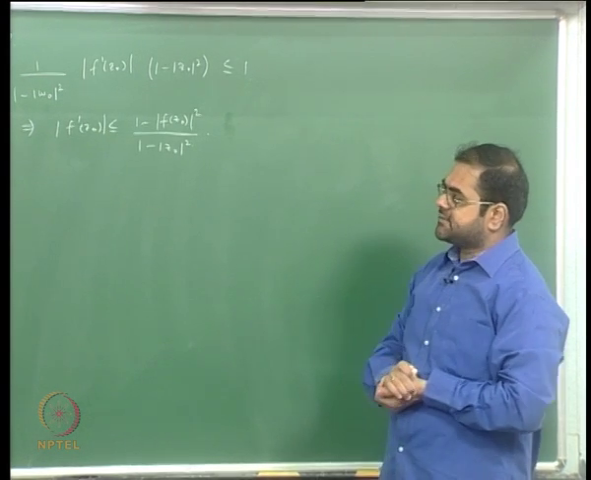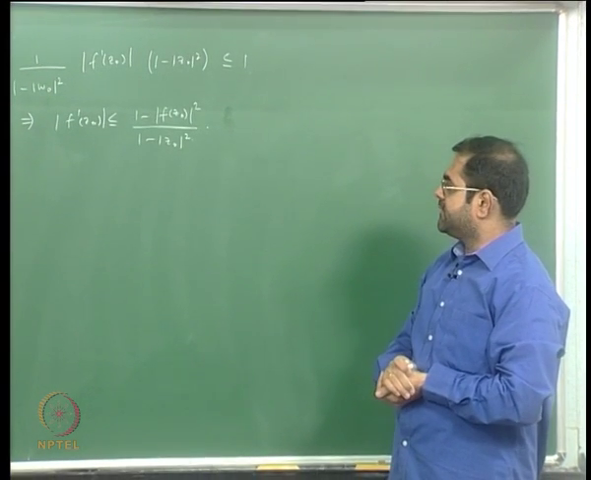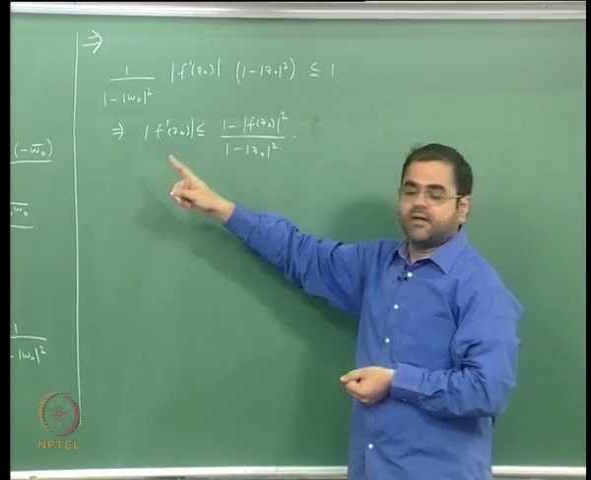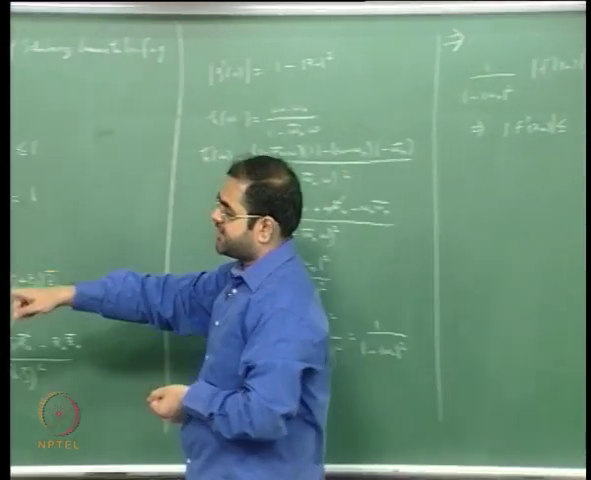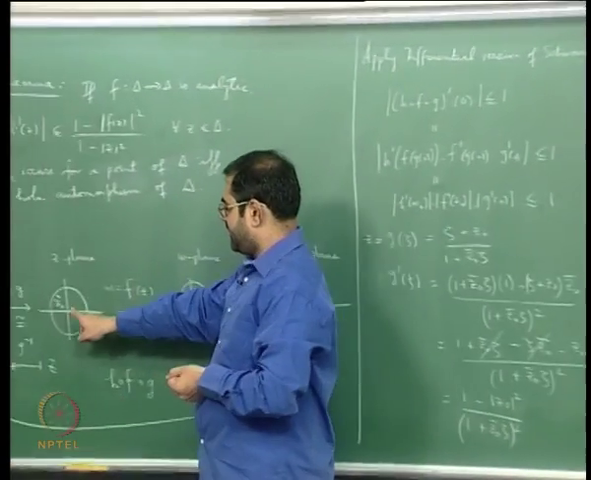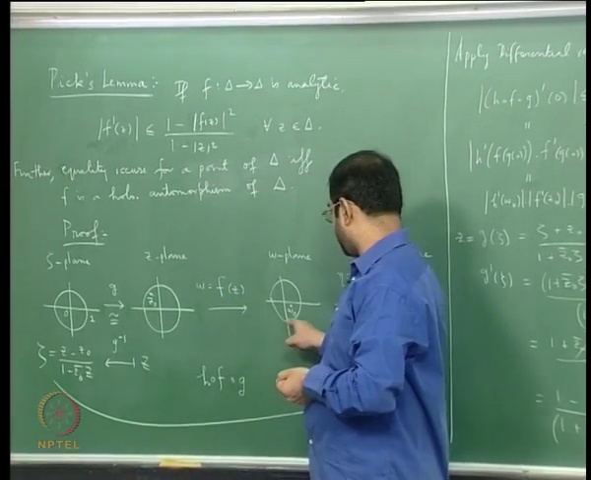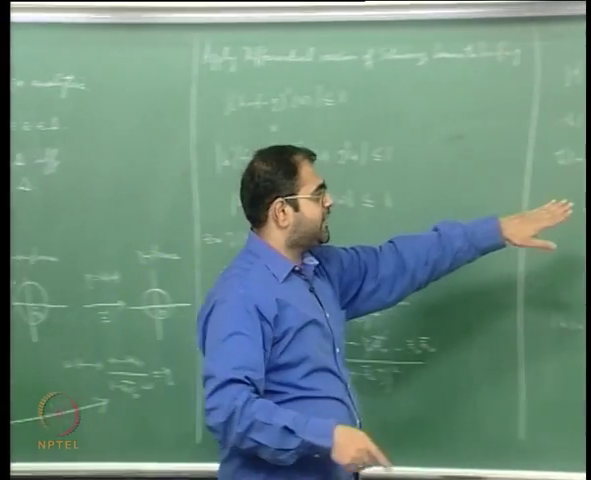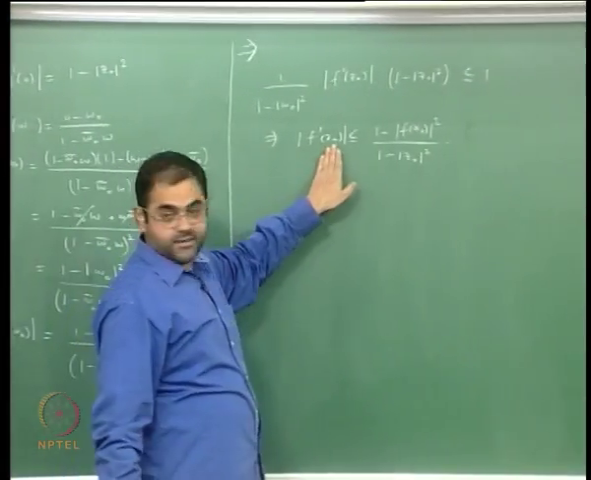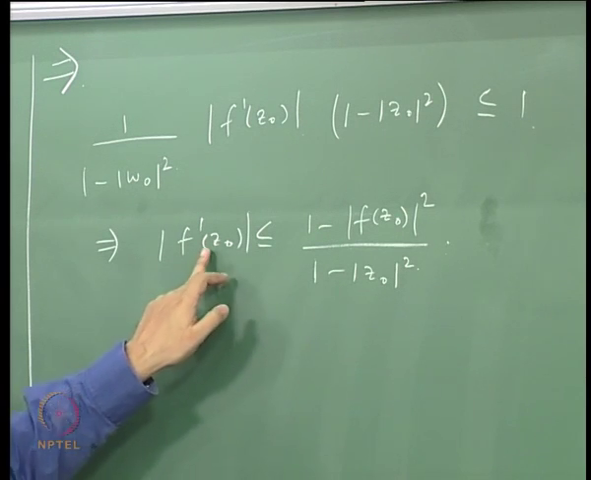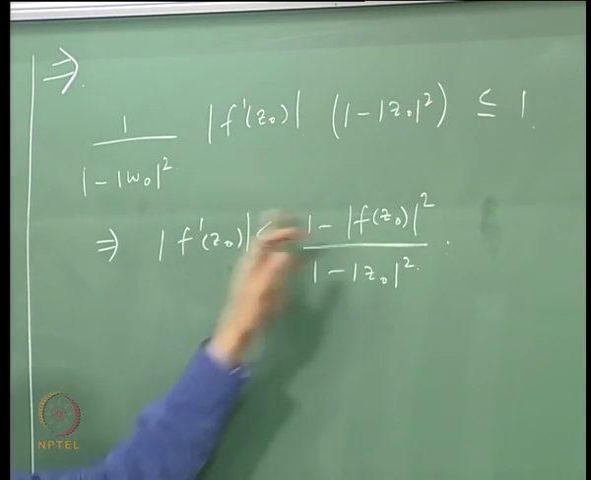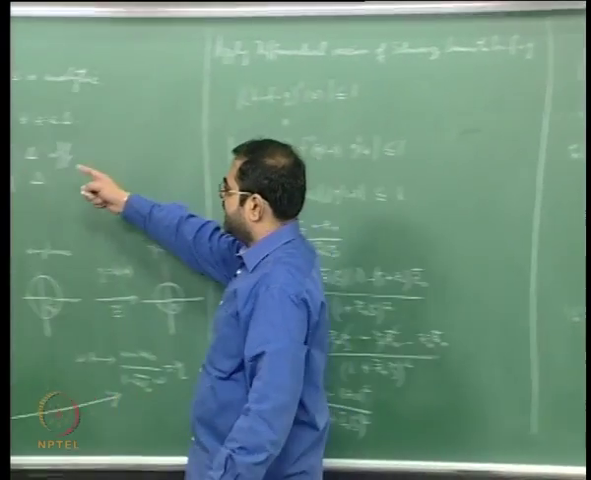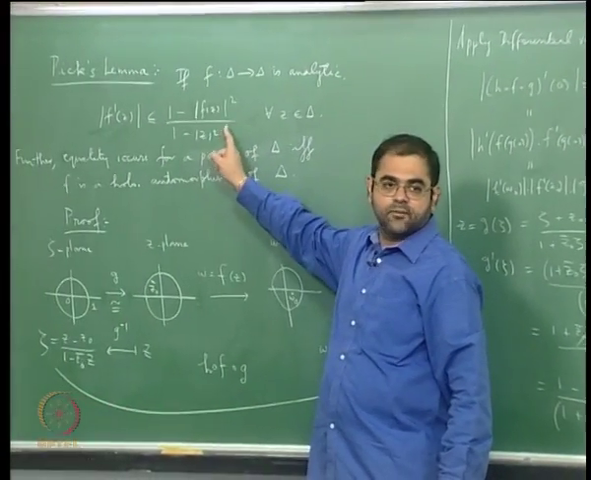And what you should understand is that when I do this calculation I have simply taken z0 to be any point in the unit disk and I have taken w0 to be its image, okay. Z0 is an arbitrary point, so that inequality holds for any z0 in delta, and therefore instead of z0 I can put z where z belongs to delta, and therefore I get the inequality of Pick's lemma, okay.